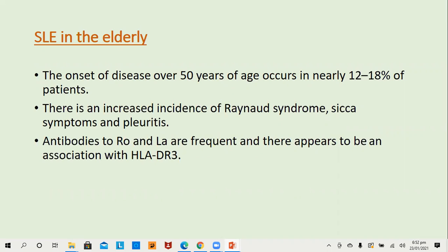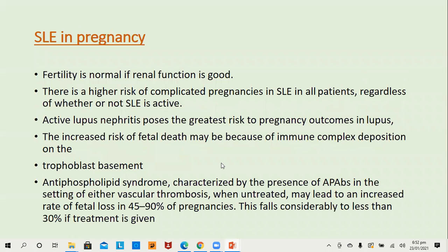SLE in elderly. The onset of disease over 50 years of age occurs in 12 to 18% of the patients. There is an increased incidence of Raynaud's disease, Sicca syndrome, and pleuritis. Antibodies to Ro and La are frequent, and there appears to be an association with HLA-DR3.